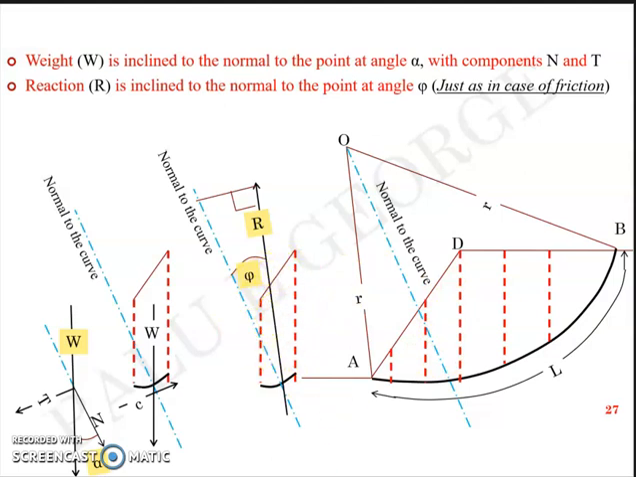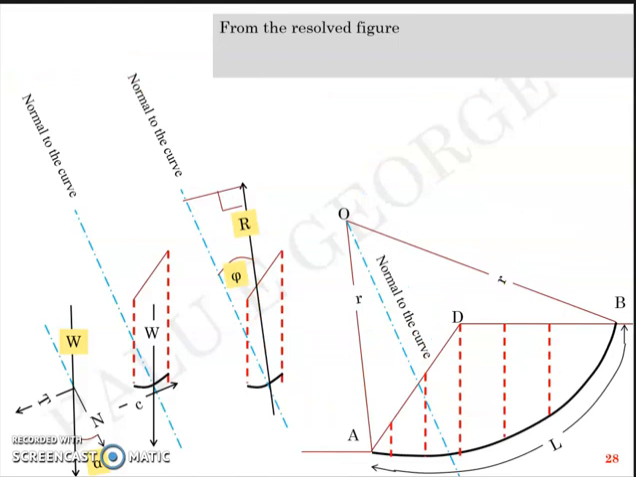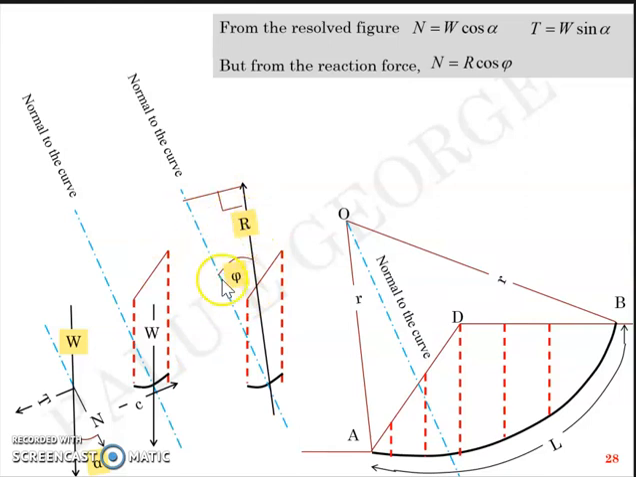And from the resolved figure, I can write that N is equal to W cos alpha. Likewise, I can write T equal to W sin alpha. These are the resolved forces. But from the reaction force R, I can write N as R cos phi based on this figure, right? Now I have two equations for N here.